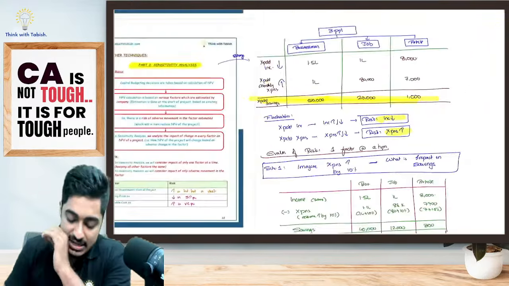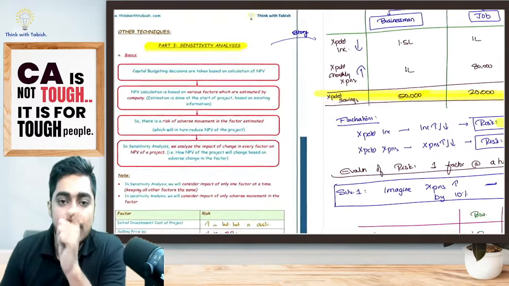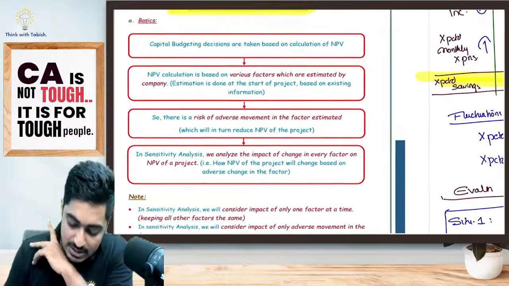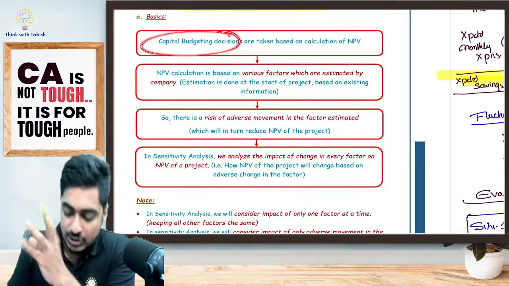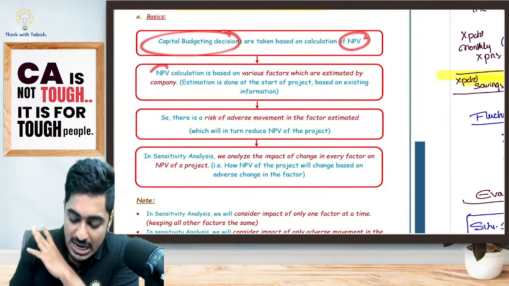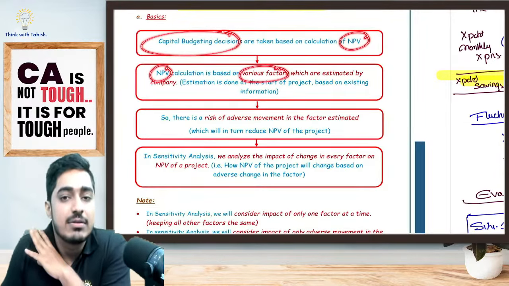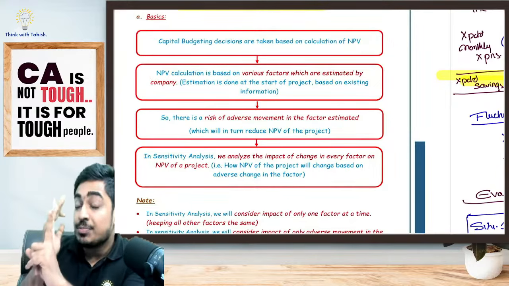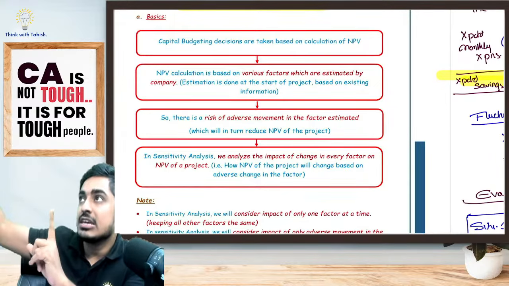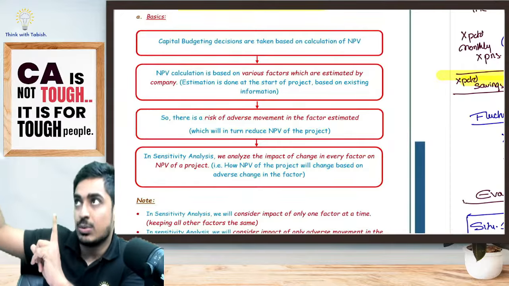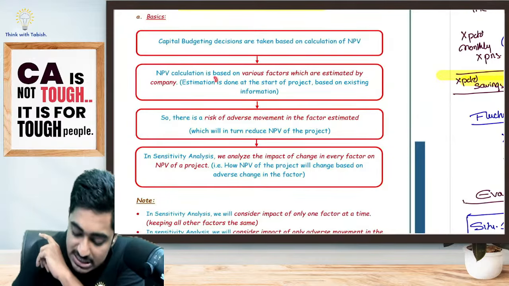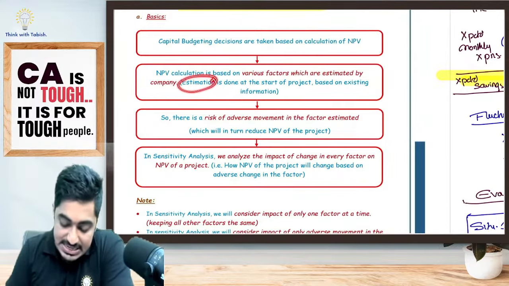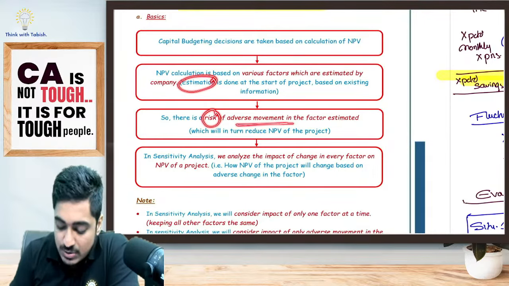Now, here I am considering one factor at a time, one risk at a time. Look at this, everyone. Yes, the simple background. Capital budgeting decision I took based on NPV. For NPV, so many factors are needed. All those factors at the start of the project, I am estimating: this many years I can use, this much cash flow I will get, this much discount rate is needed, this is the initial investment, this is the terminal value. All these are just estimated. That means, is there a risk? Yes, there is a risk of adverse movement.